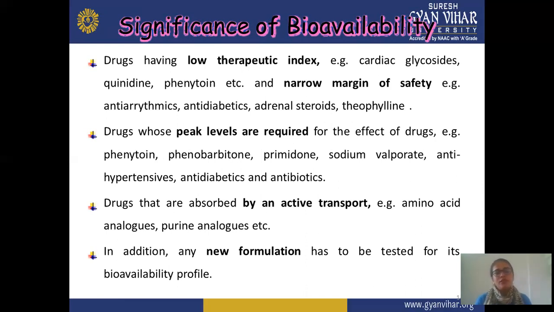Next is drugs whose peak level is required for the effect of the drug. That is, drugs like phenytoin, barbiturates, sodium valproate, antihypertensives, antidiabetics, and antibiotics. These are the examples whose peak level is required to show the effect of the drug, and these are the classes of the drug.